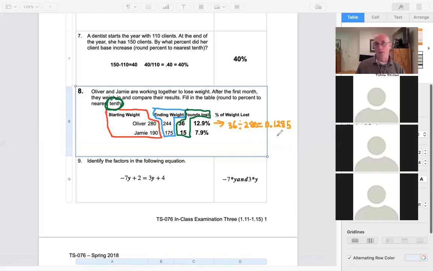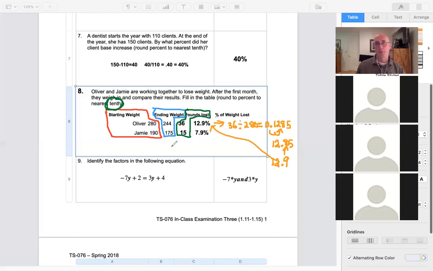Having said that, you guys know how to convert this 0.1285 to a percentage by moving the decimal point 2 places, and that gives you 12.85. Then we go back to what the teacher said: round to the nearest tenth. You see the tenth there? This 8 is in the hundredths place. The next number is 5 or more, so that's how it became 12.9 percent, which is what it says right here, 12.9%.